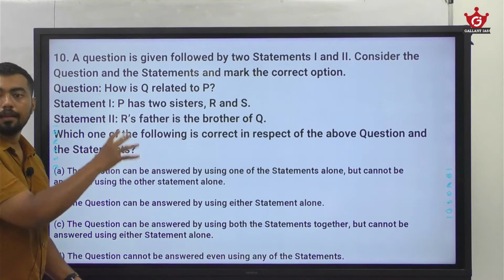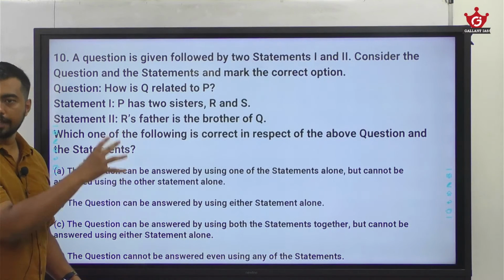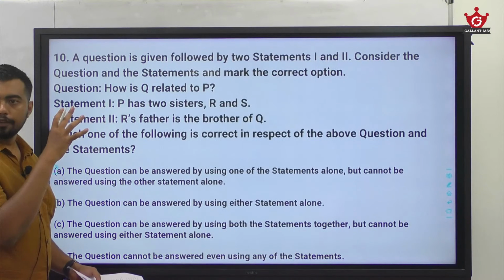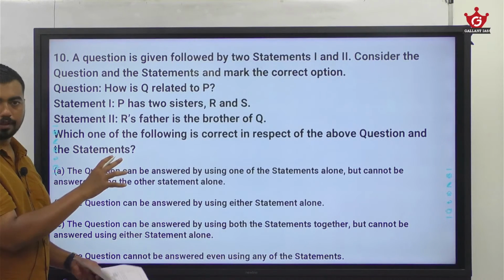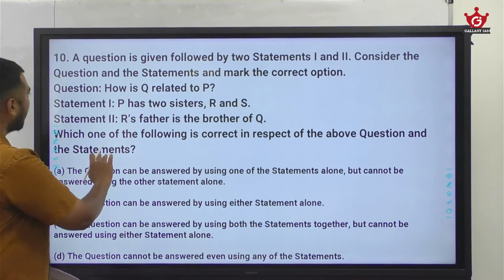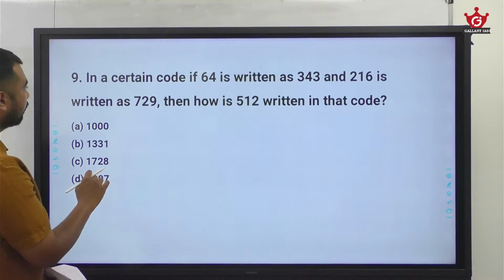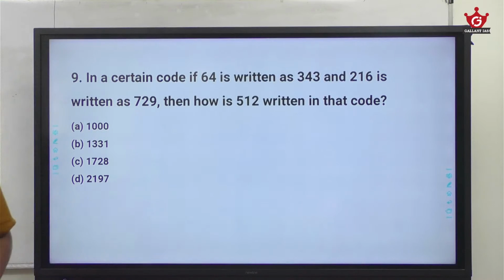Okay, this is also a relationship based question, a blood relation question. If you understood the last question, you will be able to do this question on your own. So try to do this question on your own.